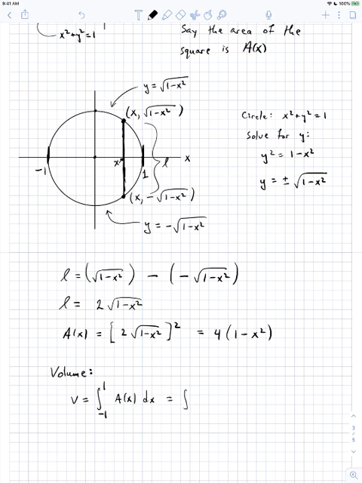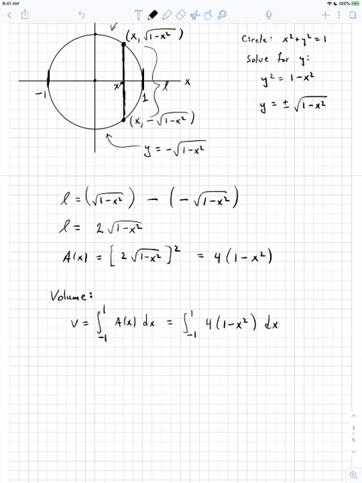But we know what A(x) is now. It's the integral from minus 1 to 1 of 4 times 1 minus x squared dx. You can take the 4 out if you want. Then you're integrating from minus 1 to 1 of 1 minus x squared dx. And we can do each of these individually. That is, we know the antiderivative of 1, and we know the antiderivative of x squared. So the integral of the difference is the difference of the integrals. Namely, an antiderivative of 1 is x, minus an antiderivative of x squared, which is x cubed over 3. And then we want to evaluate this between minus 1 and 1.